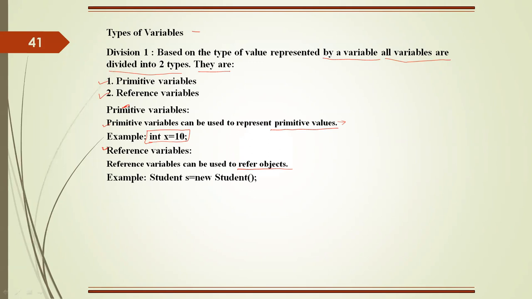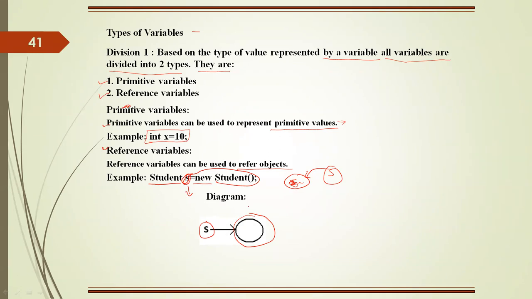Example like this: Student s = new Student. This is the object reference. s is the object reference of the Student class. This is the object of Student, and s is the reference variable of that. In the diagram here also you can see, this is the object, right? And this is the s variable, pointing to this object, right?